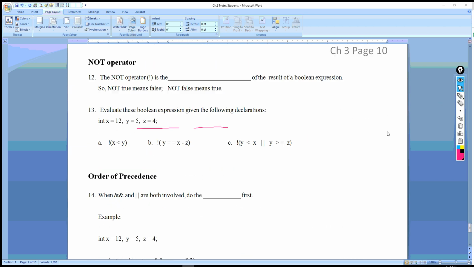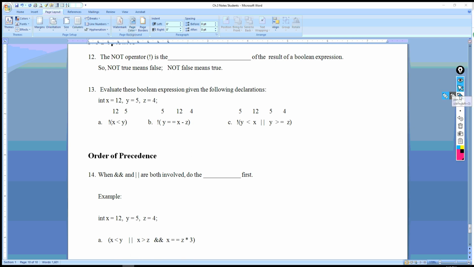Let's go to our last operator, and that is the NOT operator. That is the opposite of the result of a Boolean expression. It's the opposite. So not true means false, and not false means true. Based on that, evaluate these three expressions, and then we'll take a look at it.